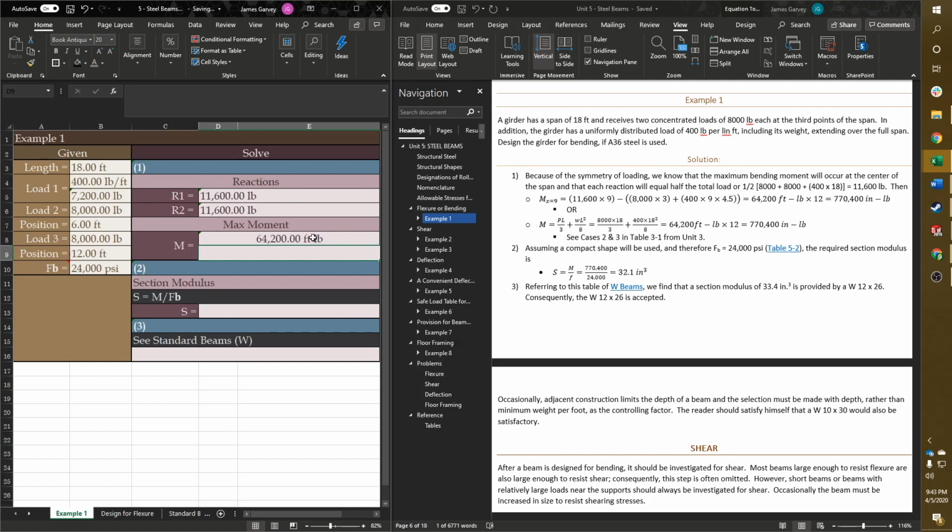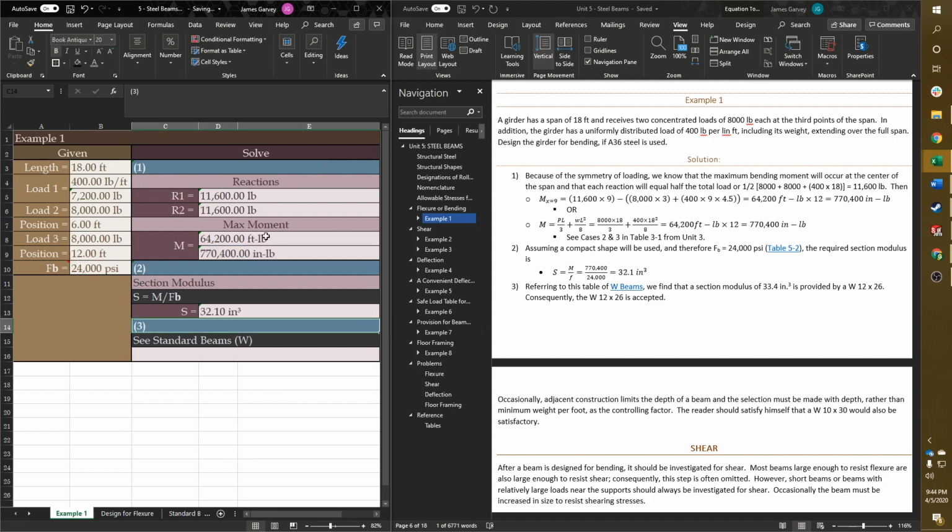Moving forward, we're going to convert each of these moments into inch-pounds, so just simply taking this times 12. Let me tidy this up a little bit. So now I know that my maximum moment is 770,400 inch-pounds, and then finding my section modulus with the flexure formula of S equals maximum moment over our allowable stress. So that's going to be our maximum moment in inch-pounds divided by 24,000 psi.